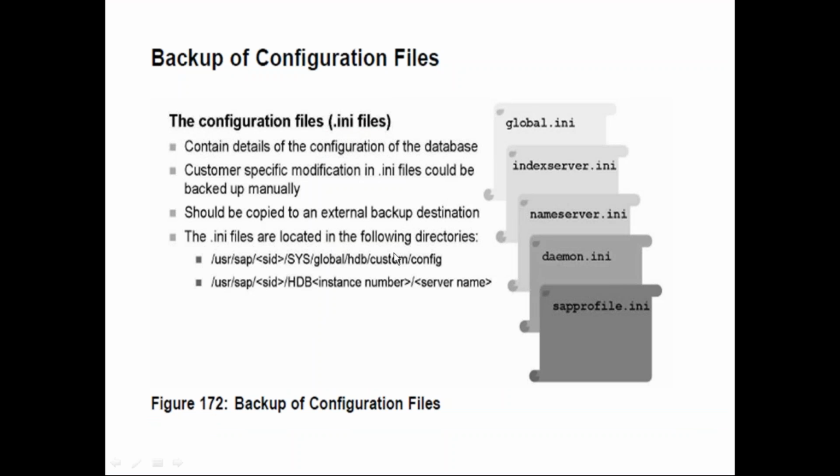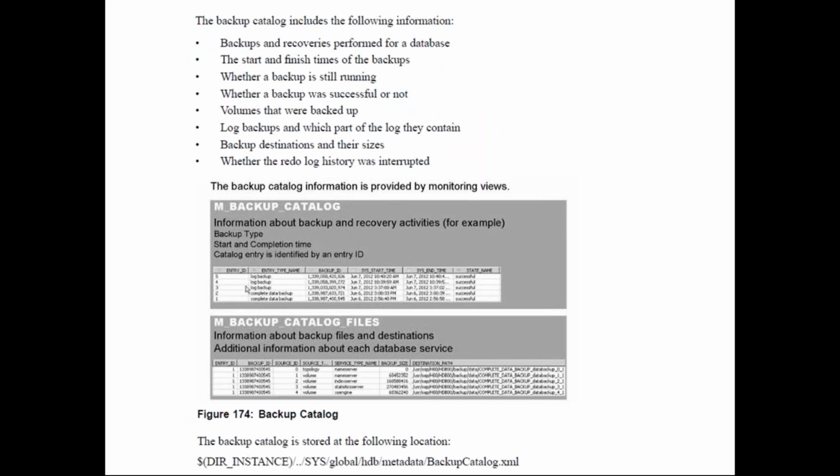The .ini files are located in the following directories, these two directories. What are the ini files we have? Keep a copy of them. Copy them and keep them in some outside location. Tomorrow, once recovery is completed, you can just copy them back to these same locations so that those parameter changes will be reflected in your database. Any configuration parameter change. That way you don't need to repeat those configuration settings. Okay, so that's also another thing to remember. Let us see what are the recovery options we have.